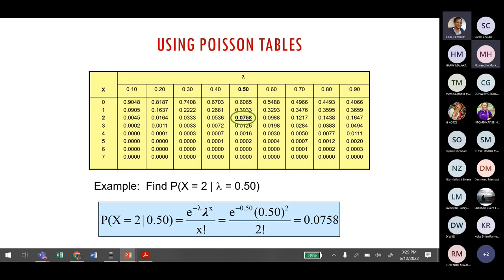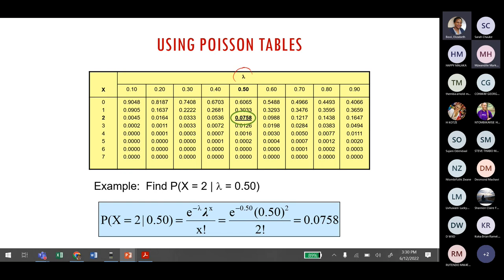Using a table, you do have a Poisson table, and the Poisson table is divided by the lambdas, compared to the binomial table that is divided by the n values. Your lambdas are always at the top of the table, and each lambda value for each table corresponds with the number of X values. And we'll look at the actual table just now.